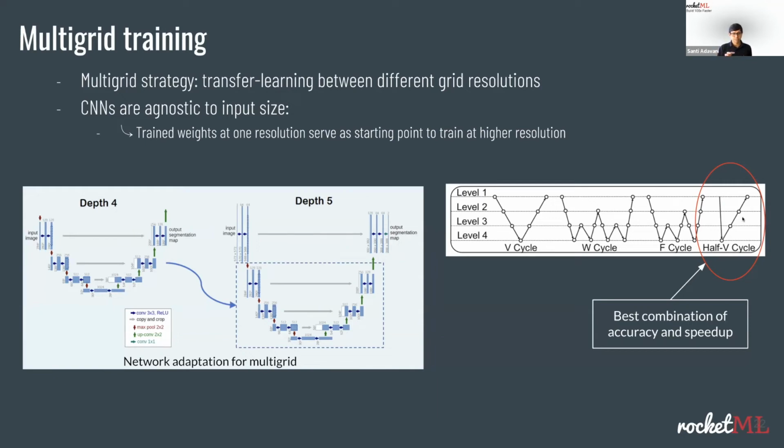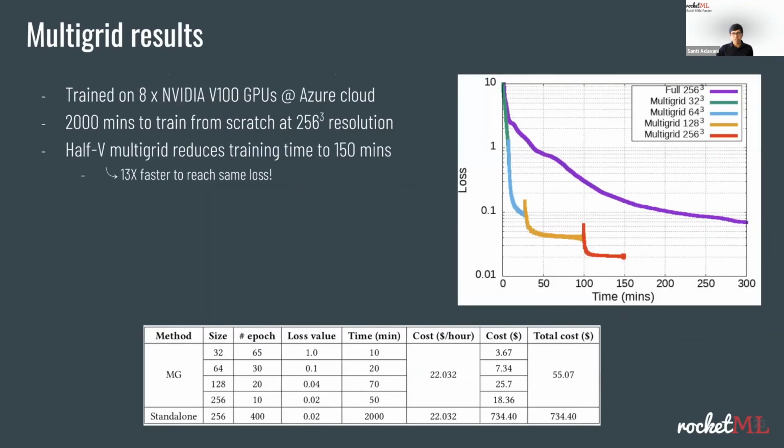We've done a lot of experiments around this, and the best speed and accuracy we got was with the V cycle. So when you do this kind of algorithmic innovation, the benefit is as follows. We took the same problem and trained it on 8 GPUs on Azure, and instead of taking 2000 minutes, which is around 34 hours, we could train the same problem to the same loss in 150 minutes, which is a 13 times speed up to build the same exact model.